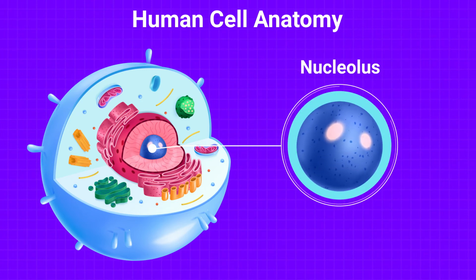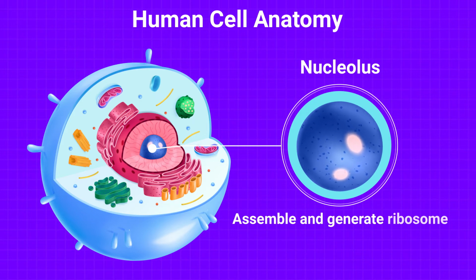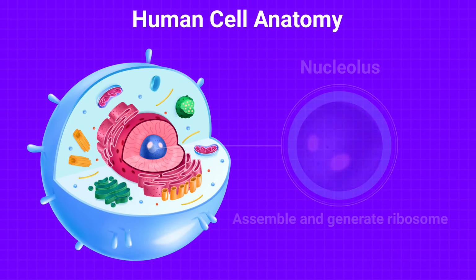Nucleolus. The nucleolus is a spherical component of the cell's nucleus, whose main job is to assemble and generate ribosomes. Additionally, ribosomal RNA genes are transcribed in the nucleolus.